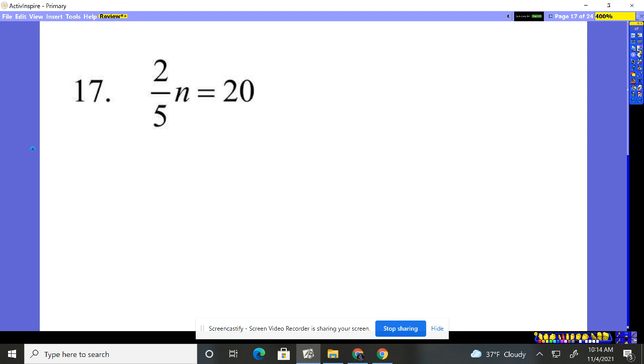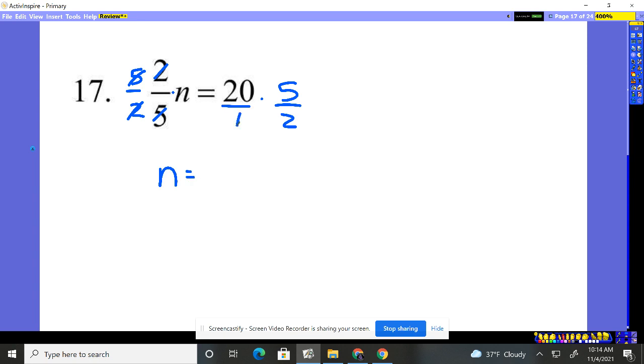17. 2/5 times n equals 20. So whenever we're multiplying, we could divide by 2/5, but if we're multiplying by a fraction, we know the easiest way is to just multiply by the reciprocal. Because if we multiply by the reciprocal, the 5 and 5 will cancel, 2 and 2 will cancel, and we'll be left with just n. Now remember, 20 is just 20 over 1.